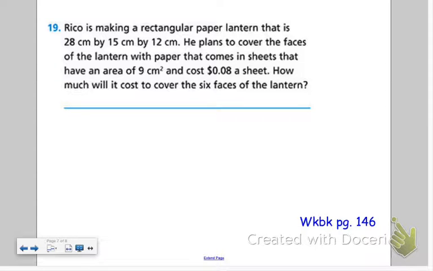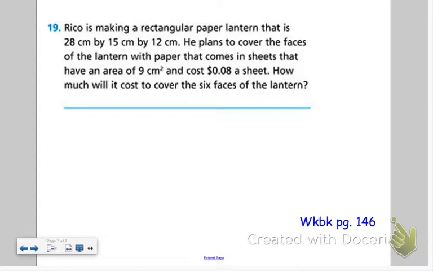Alright, last problem. Rico is making a rectangular paper lantern that is 28 centimeters by 15 centimeters by 12 centimeters. He plans to cover the faces of the lantern with paper that comes in sheets that have an area of 9 square centimeters and cost 8 cents a sheet. How much will it cost to cover the 6 faces of this lantern?